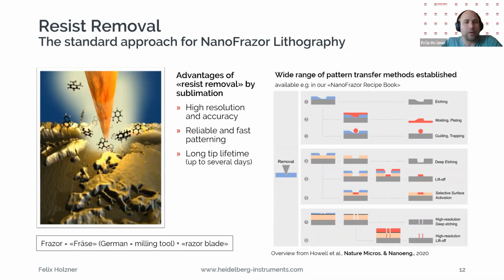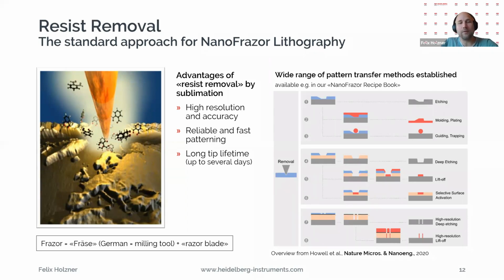And the big advantage of this approach is it's very fast. It is happening on the microsecond time scale. You will see you can do high resolution and you can write very accurate features, but mainly it's very reliable. You have a wide, let's say, temperature window where you can apply this, and it's very simple to do and reliable. And also, because you don't need a mechanical force to write these structures, the tip lasts very long in comparison to other approaches. This approach also triggered the name NanoFrazor.